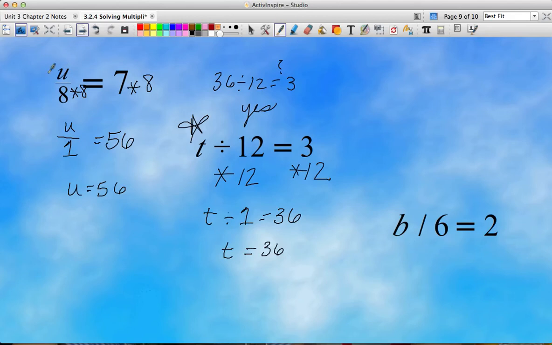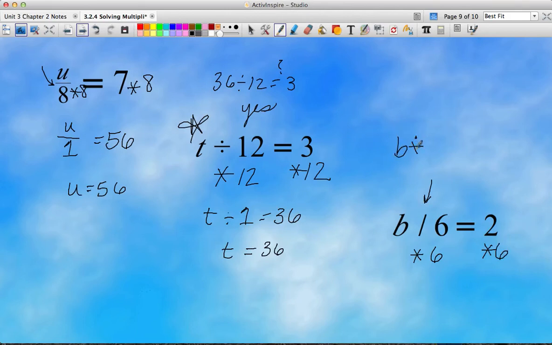I want to remind you that these symbols, I know it looks like a fraction, but fraction means division. This is also another division symbol. So whenever you see these slashes or the fraction bar, it means division. So b divided by 6, to undo it, I multiply by 6. What I do to one side, I do to the other. So again, you can write it like this.